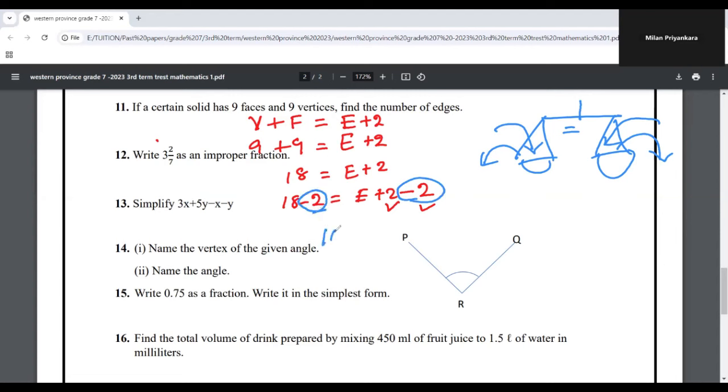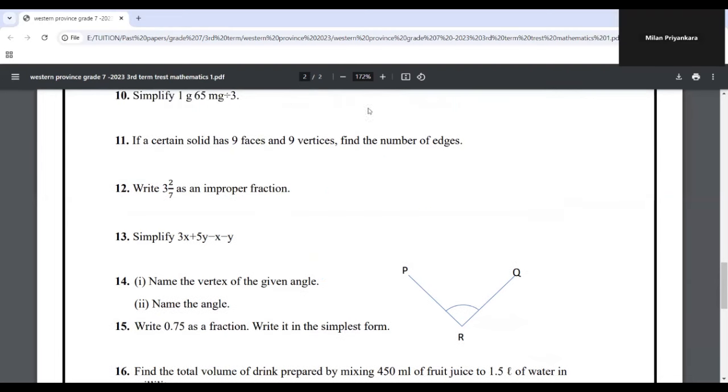And then this is going to be 16 is equal to E, right? And this is your answer. E is equal to 16, right? I hope you understand this. The number of edges will be 16. Fine. Okay, my dear children.